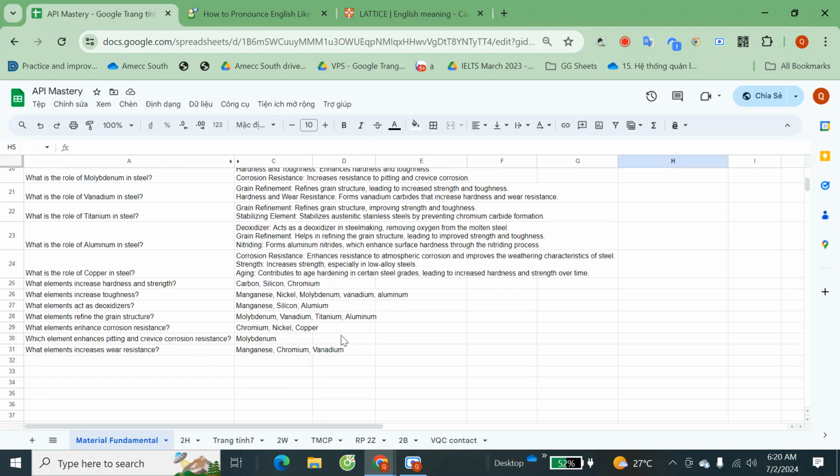What is the role of aluminum in steel? Deoxidizer. Acts as a deoxidizer in steelmaking, removing oxygen from the molten steel. Grain refinement. Helps in refining the grain structure, leading to improved strength and toughness. Nitriding. Forms aluminum nitrides.